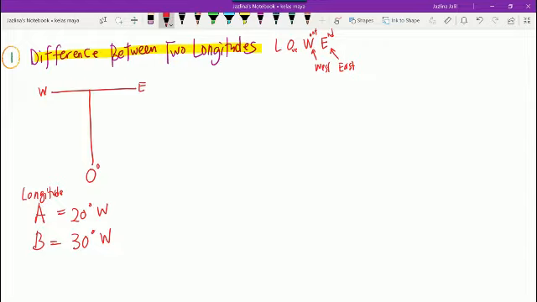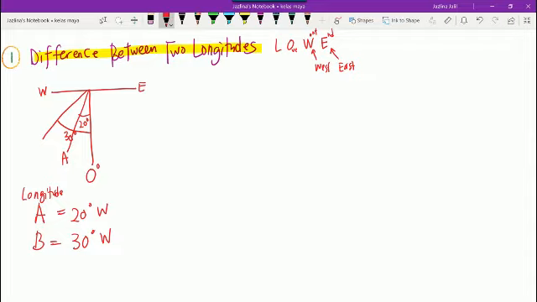You'll see from here. So here it is A, 20 degree west. So from this Greenwich meridian, you need to go to 20 degree. So this is A, longitude of A, while B is 30 degree west. So from 0 degree, it will move to the left and it will be 30 degree. It's just a sketch, not exactly 30 degree.